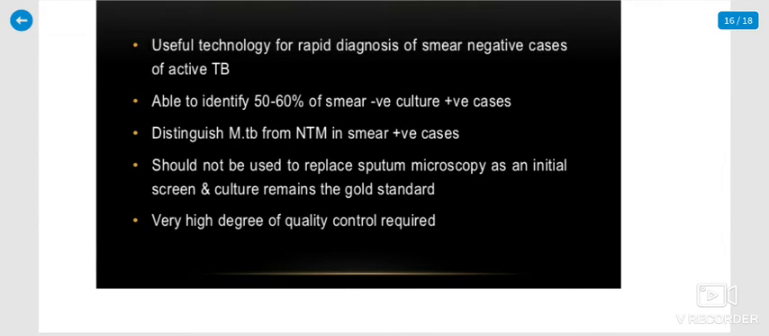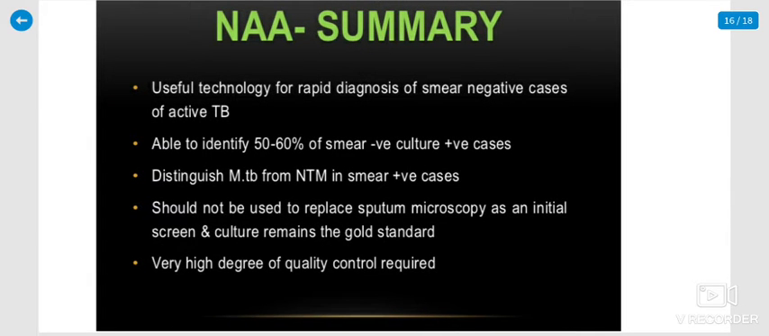The summary is that this is a useful technology for rapid diagnosis of smear negative cases of active TB. They are able to identify 50 to 60% of smear negative, culture positive cases. They distinguish Mycobacterium tuberculosis from nontuberculous mycobacteria in smear positive cases only, and should not be used to replace sputum microscopy as an initial screen. That means smear and culture remain the gold standard. A very high degree of quality control is required.